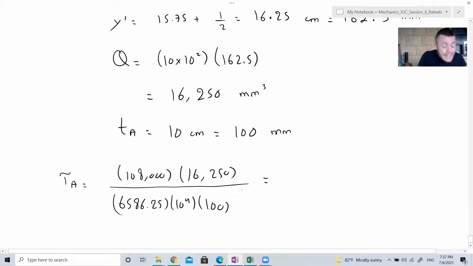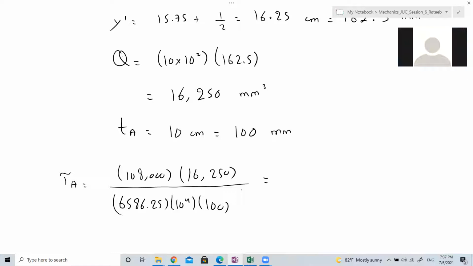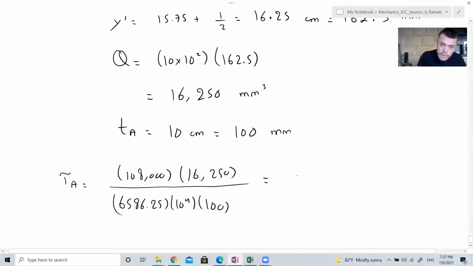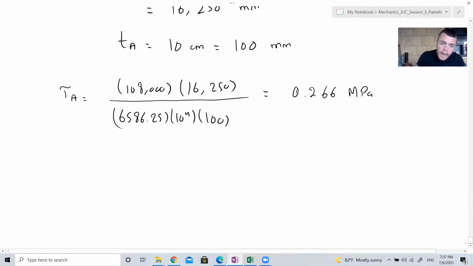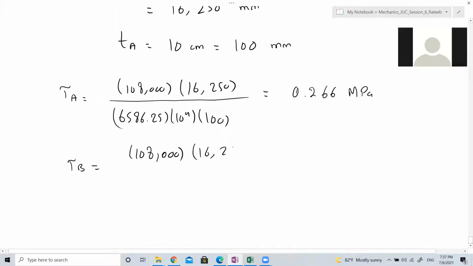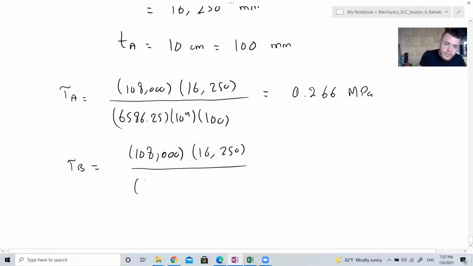I need to hear clear from all of you. Clear, Doctor. Okay, so this is going to be 0.266 megapascal. What about tau of point B? What will change at point B? The thickness will be 1. All of these stay the same.